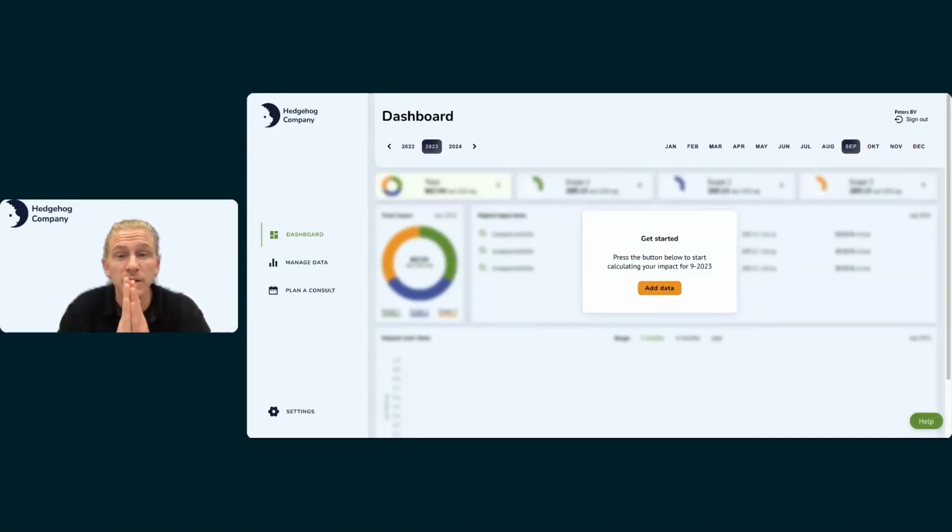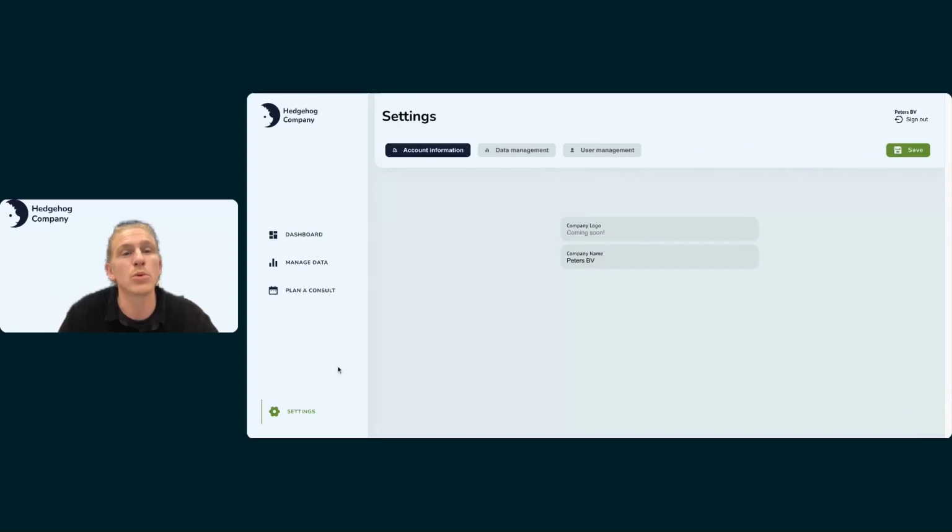When you are logging in for the first time, you'll end up in an environment like this. You get a get started pop-up with a button to press below to start calculating, because you have not yet filled in any data, and that's something you need to do first. When you are creating your account for the Hedgehog Carbon dashboard, you follow the sign up flow, and you get a few questions in the beginning. These questions are on the database that you want to use, and on the reporting frequency that you want to follow.